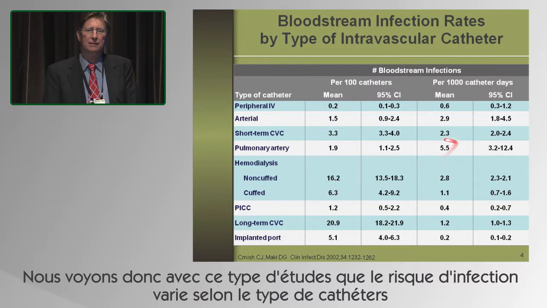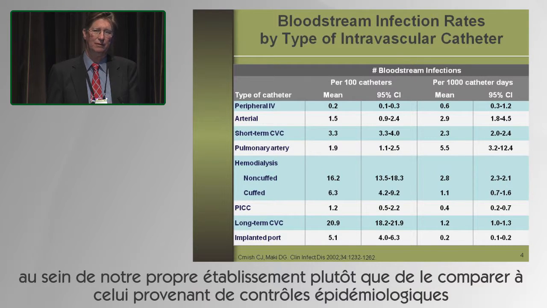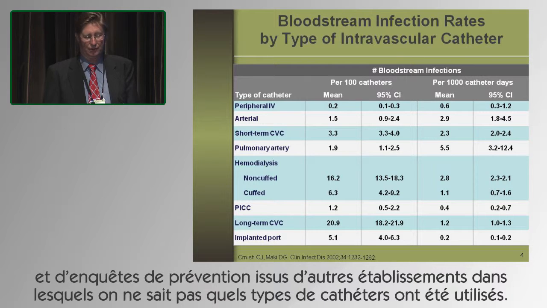So what we see with this type of study is that the risk of infection varies by the type of catheter that is being used, and is a good example of why you should be comparing your rate over time within your own institution and not comparing it to either what the Centers for Disease Control and Prevention surveillance system has or another hospital where you don't know what kind of catheters are being used.